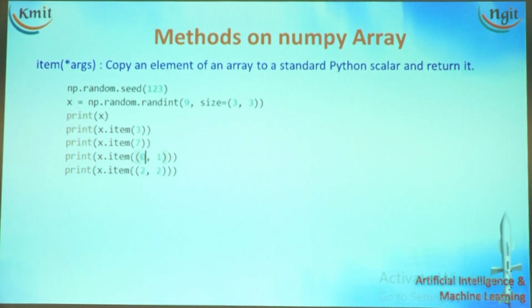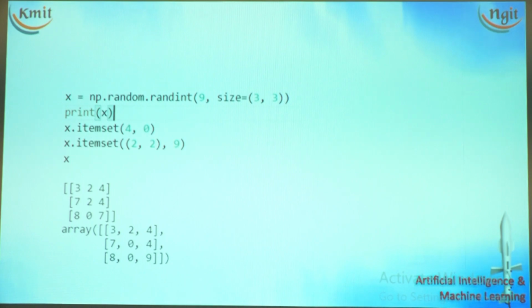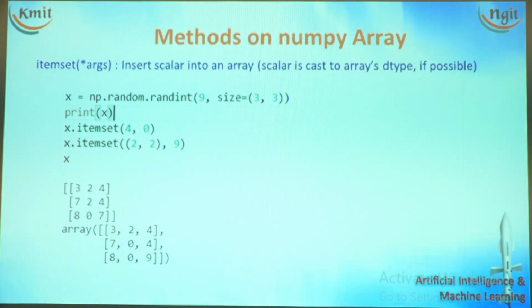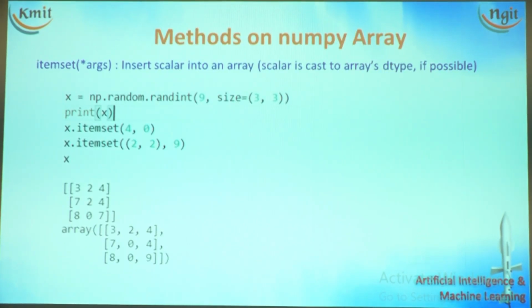Item: copy an element of an array to a standard Python scalar and return it. Then item set: inserting a scalar into an array. Whenever you are inserting a scalar into an array, make sure the dtype is matching, because an array should be of homogeneous type. So whatever scalar you are casting into that array should be first typecasted and then given.